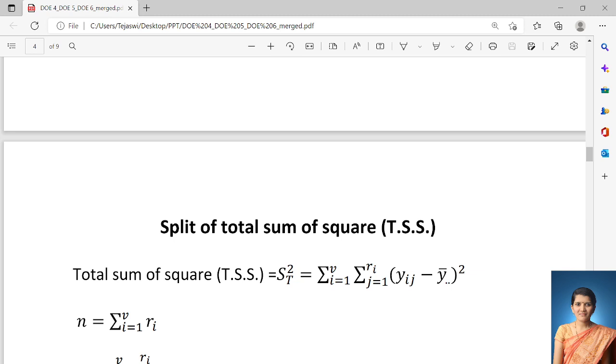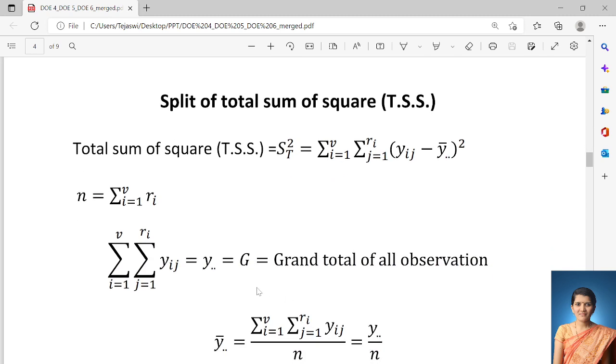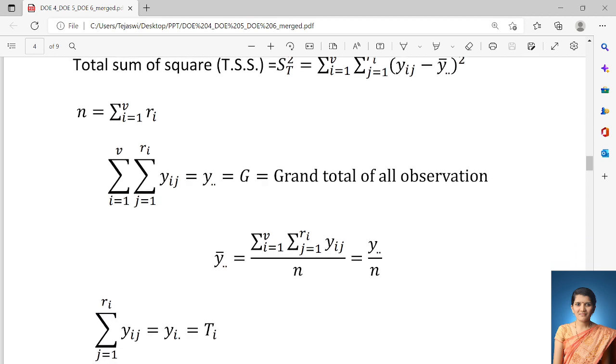Here n is equal to the summation of Ri, and the double summation of Yij is the grand total. It is denoted as y double dot or G, the grand total of all observations. From that grand total we calculate the total mean. This is denoted as y double dot bar. So the formula is the double summation divided by n. This is the y double dot bar formula.